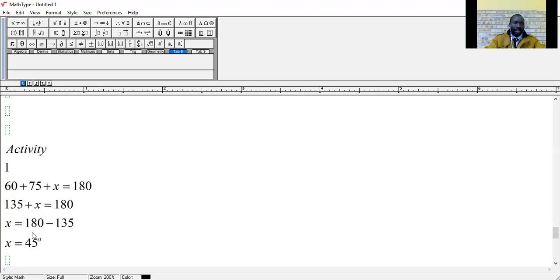Less than 90 degrees. That is, there is no single angle inside the triangle which is more than 90 degrees. So how do we call this triangle? We call it an acute angled triangle.